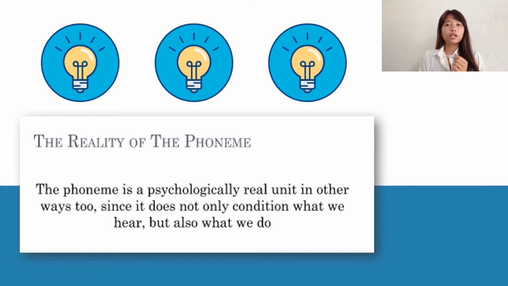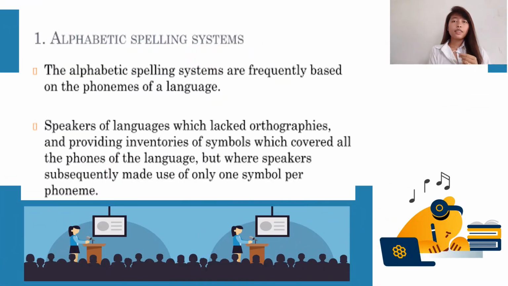However, the phoneme is a psychologically real unit in other ways too, since it does not only condition what we hear, but also what we do. Next to the alphabetic spelling system. The alphabetic spelling systems are frequently based on the phonemes of a language. Speakers of languages which lack orthographies.